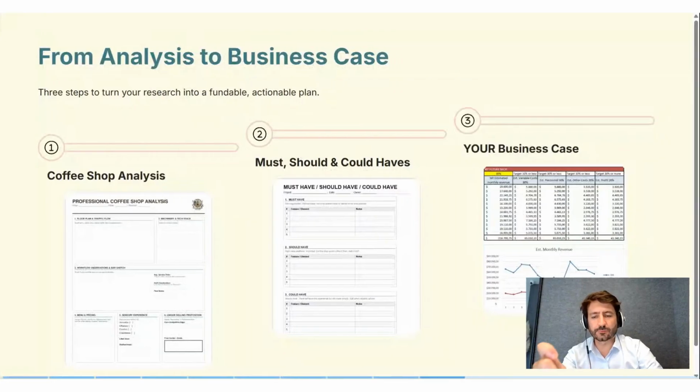So, what we'll be doing today, I will guide you through a template that I have prepared for you so that you can analyze coffee shops out there and try to understand what their unique selling propositions are and their whole offering. All of this to create a list that we call the must, should, and could haves, where you can summarize everything that you really need for your coffee shop. And then finally, you will put everything in your business case, but we will show that in the next couple of videos.